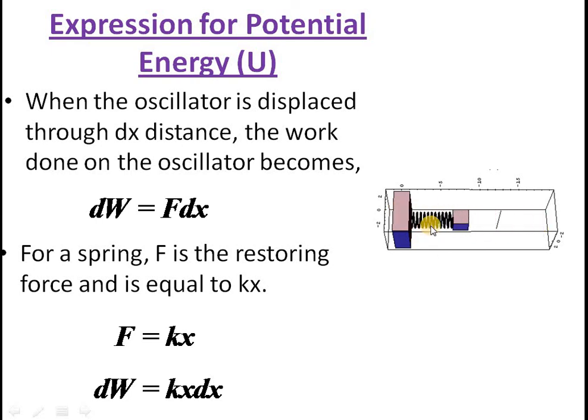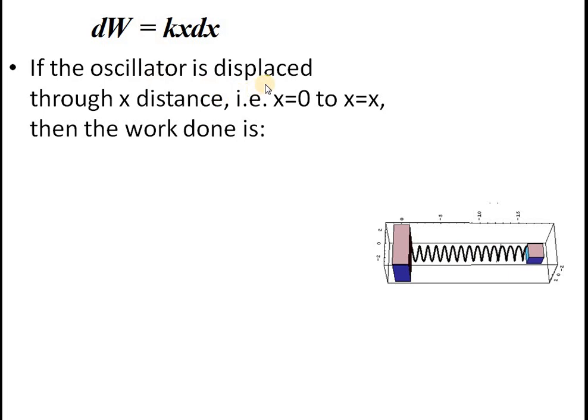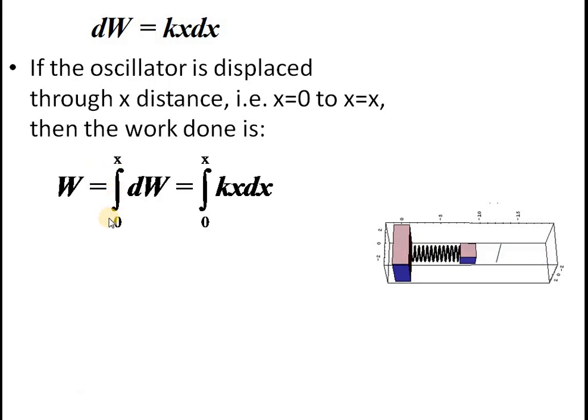Then you can find the total work done on the spring, or total work done on the body, to displace it by a distance x. We have the dW here. So you are displacing from some 0 point to some x point, some x distance. The work done you can find by taking the integral of dW. That will be the integral from 0, because it's the initial point, to x, the final point. So we get the integral from 0 to x of kx dx. And obviously, you know the standard format of the integral.